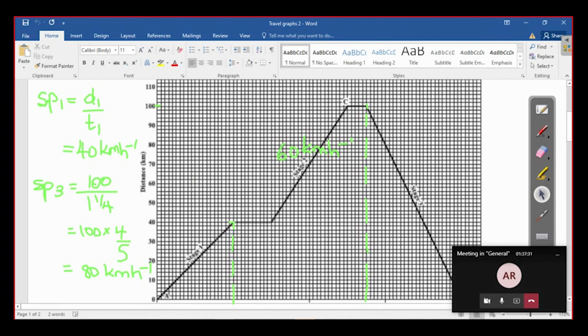Alright, let me just do the average part. So how do we do the average? Because in case you don't understand where that speed came from, I hope that the explanation, and you will be able to revisit this, will help you with understanding how we got that speed. Okay? But to do the average, anybody want to tell me how I am going to calculate the average speed?